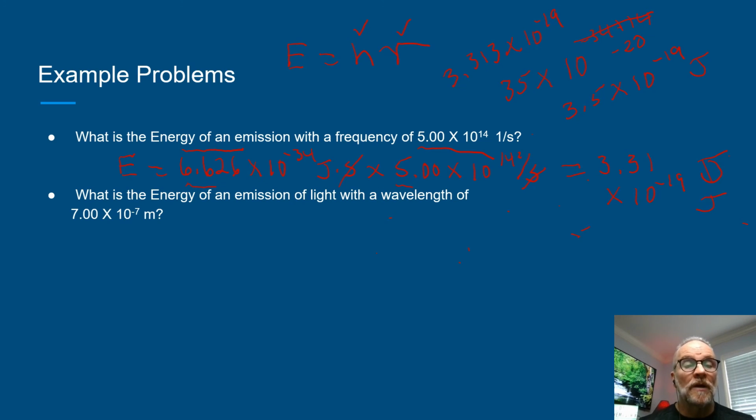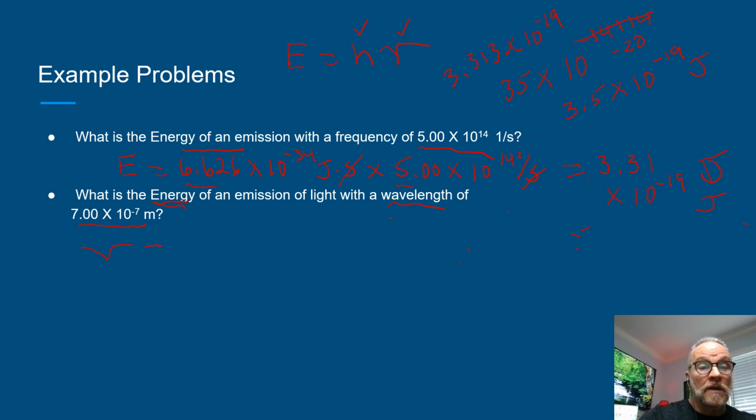All right. So now let's do our next problem, which is a little bit more complicated. Here we're solving again for energy, but instead of frequency, we're given wavelength. So it's a two-step problem. We'll have to change our wavelength into a frequency, and then we can multiply that by Planck's constant to get our answer. So here we have the wavelength problem.